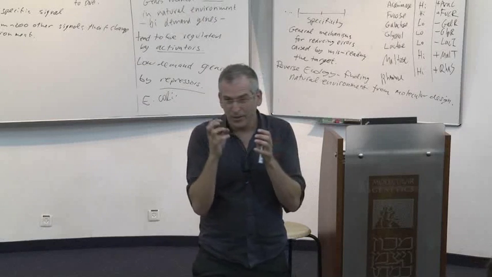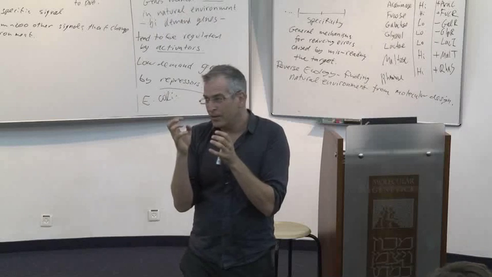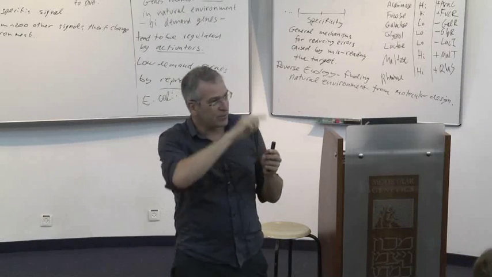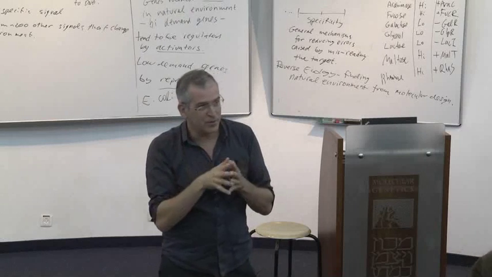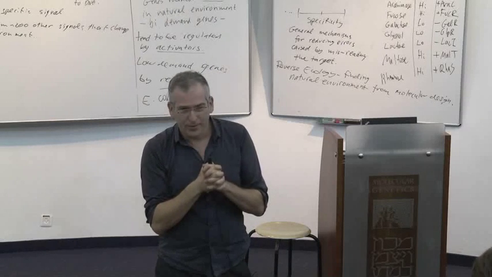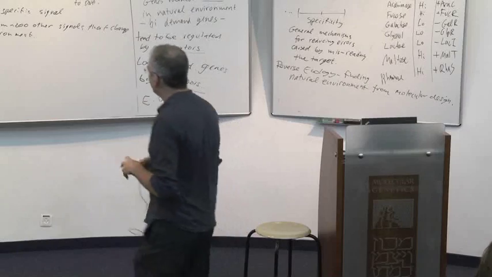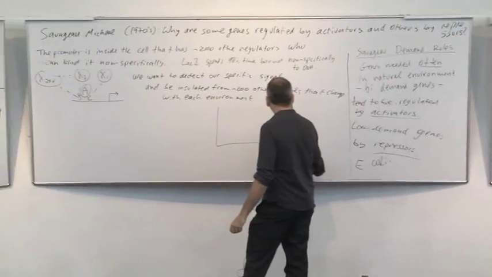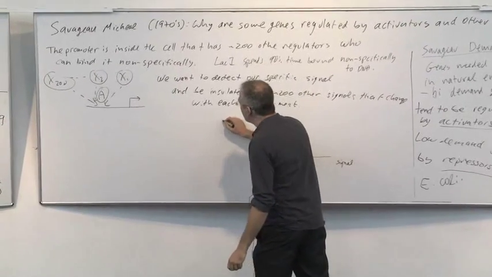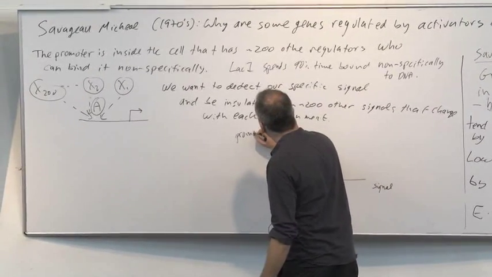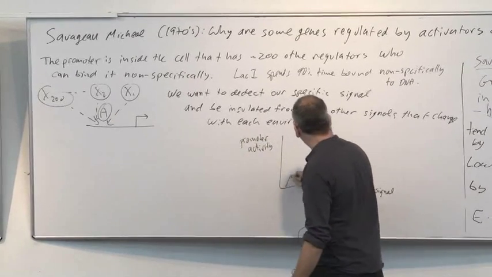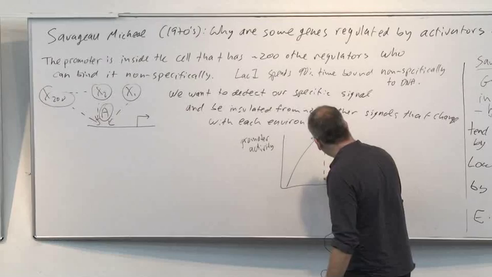I don't want the other transcription factors in the cell to change the expression level that I worked so hard to optimize to get to the maximum of the fitness function that we saw. I don't want them to do that. So if I have my signal, and this is the promoter activity, right? How much gene expression is going out there. So I want to be here.